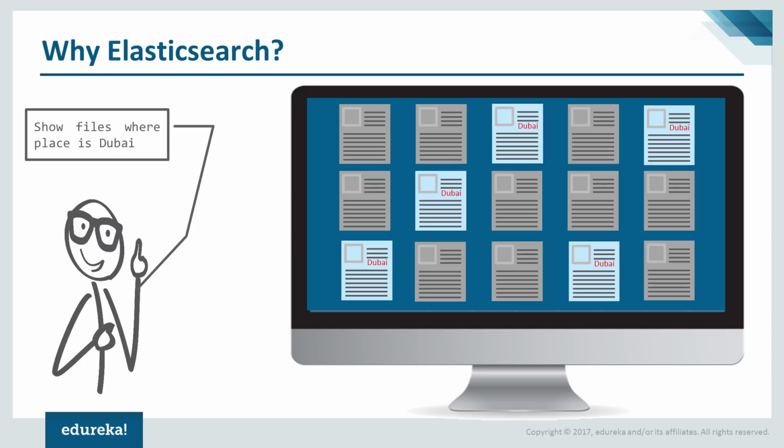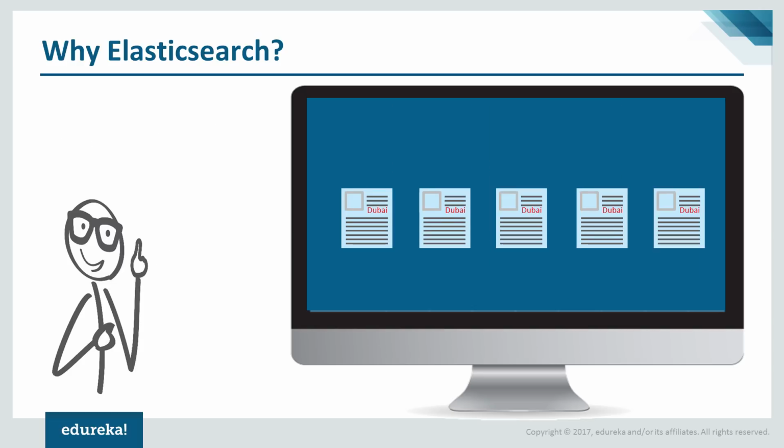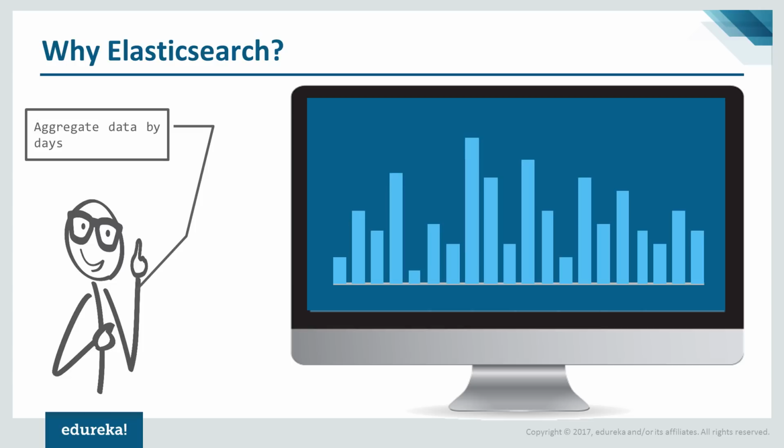So as you can see on the screen, there are multiple files, but it will search across all those files where the place is written as Dubai. It is also possible to aggregate the data by the number of days. Suppose I want to track down the files with the place Dubai created based on number of days, I can very well do that with the help of Elasticsearch.